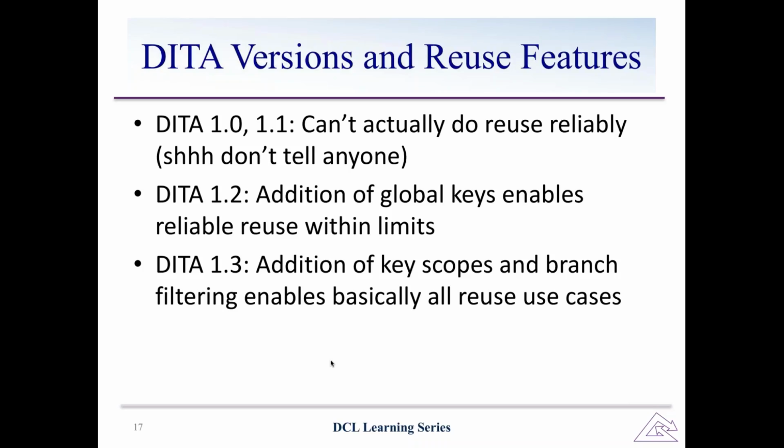Right? So between key scopes and branch filtering, we enable basically all the reuse use cases. I haven't taken the time to sit down and enumerate every possible reuse use case I can think of, but just thinking through the problem generally, pretty much all the requirements there are in terms of reusing things, so that links to them or from them will work appropriately and can be controlled, are pretty much satisfied.